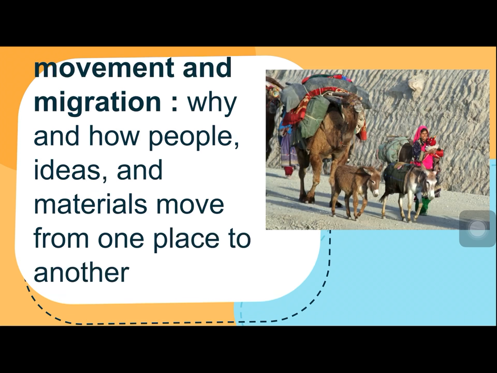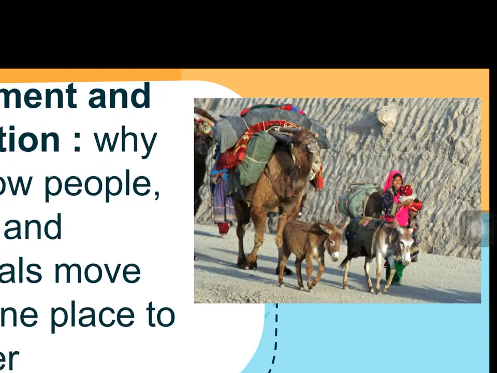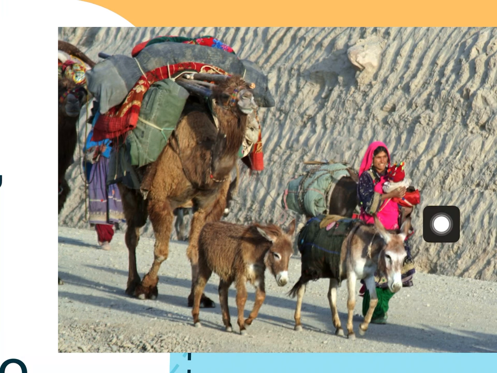Our last vocabulary word, say movement and migration. Very good. This is why and how people, ideas, and materials move from one place to another. Now, we're going to talk about this a lot more throughout the week, but think about it. Why do you think somebody would move from one place to another? Take a look at this photo here. We have a woman who's carrying a baby, and then she has some animals with her that are carrying lots of supplies for her. They look like they're going on a long journey from one place to another. Why do you think she might be going somewhere else?